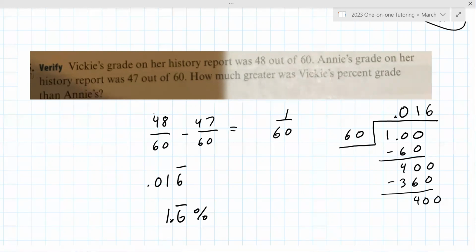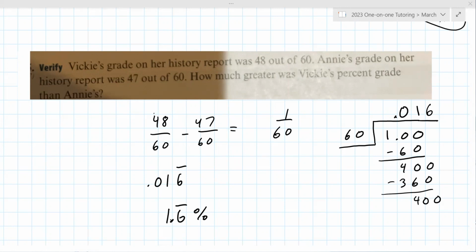All right, that's it. If you were to find 48 out of 60 and then 47 out of 60, you would then have to subtract them and you would end up getting the same thing. We saved a little bit of time there by subtracting first. All right, next one here.